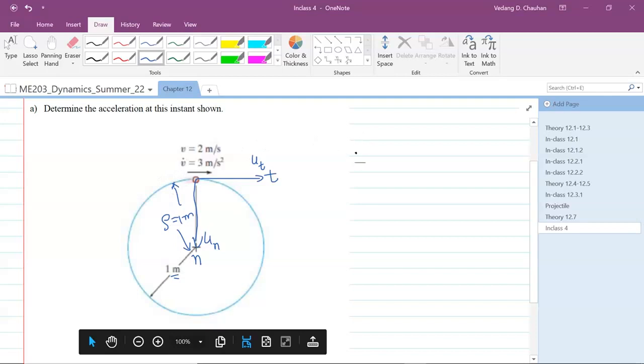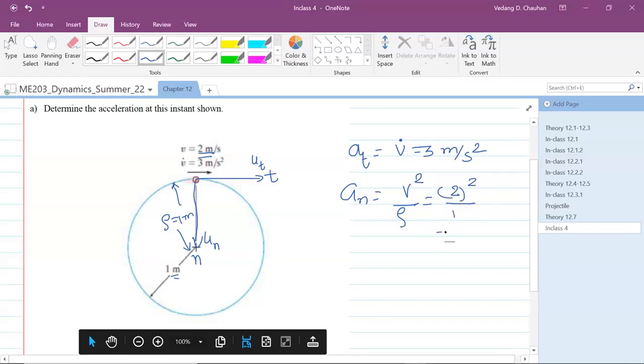So now we need to calculate both the tangential component of the acceleration, which is at equal to v dot. We don't need to calculate it because it's already given, it is 3 meters per second square. And an, the normal acceleration, is v square divided by rho. So these are the two formulas that we will use for normal tangent acceleration calculation, where v is the velocity at that point, which is 2. So it's 2 square divided by the radius of curvature, which is 1.